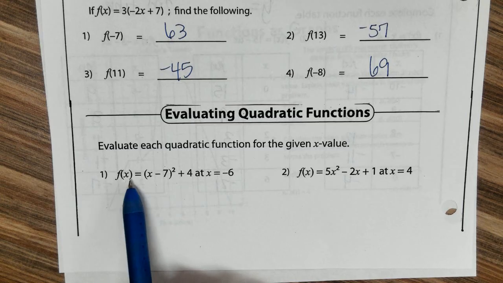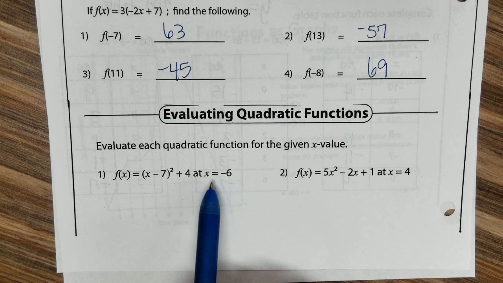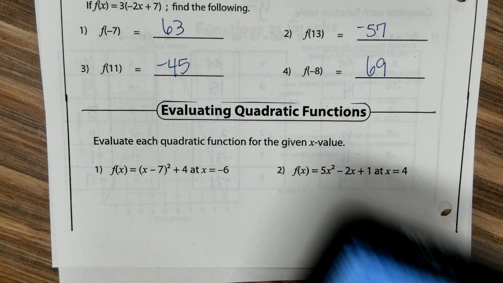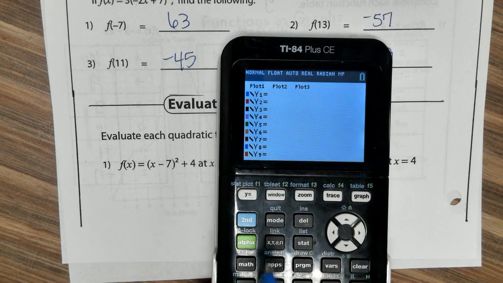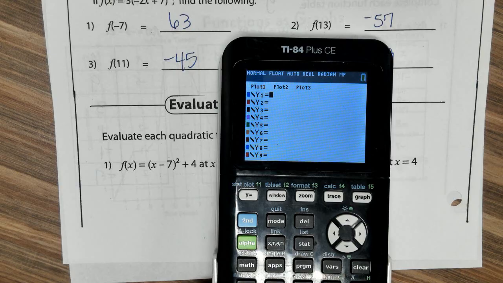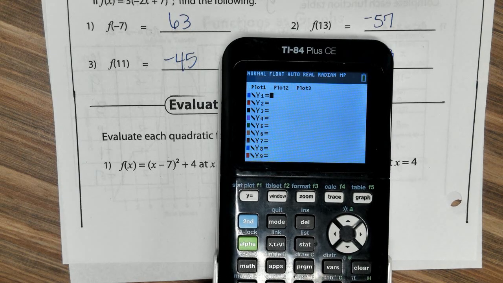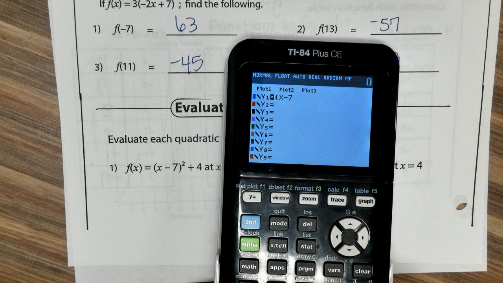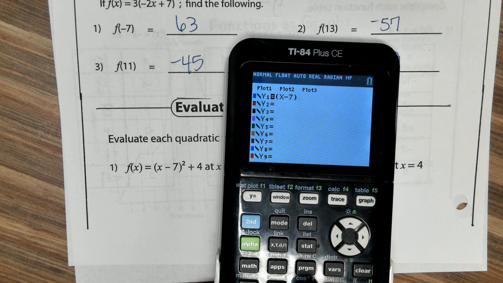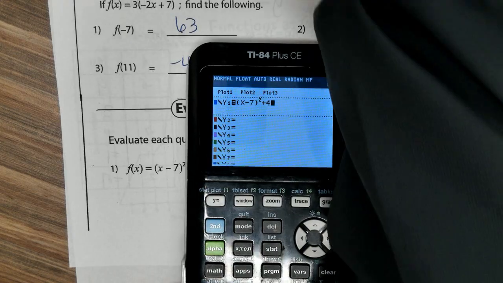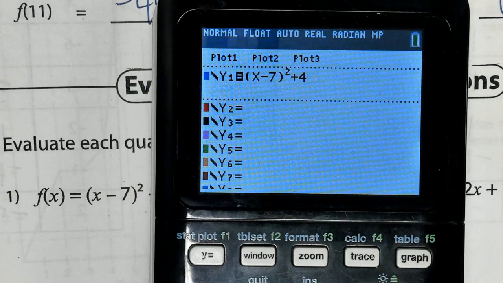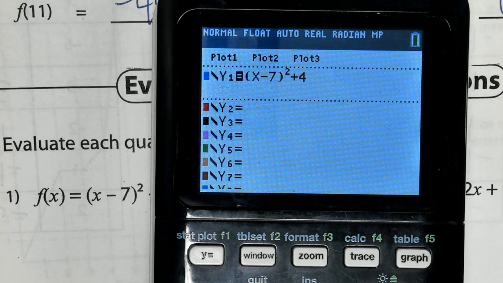All you have to know is how to plug in for x. Okay? So if it says evaluate this function when x is negative 6, can I just go put this in y equals? So I'm going to go to y equals. I'm going to clear that out. And I'm going to type it in exactly how I see it. So open parentheses, x minus 7, close parentheses, squared plus 4. Make sure when you hit squared that you come back down before you push the plus sign.